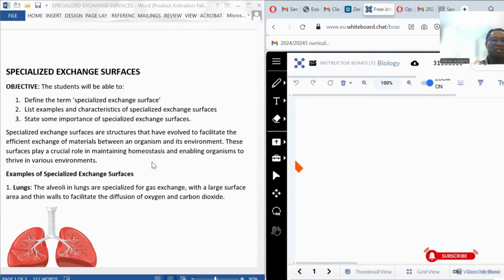It allows for the body of organisms to maintain a constant internal and steady environment.